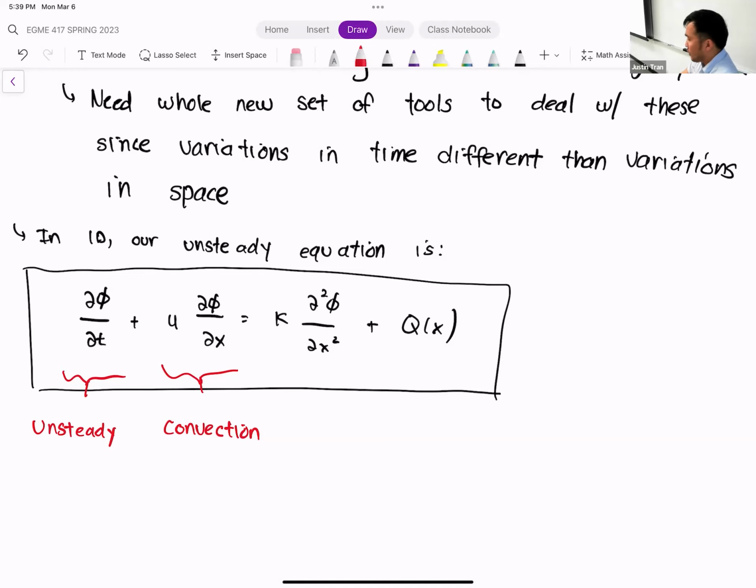Then we have our convection term, which is what we just finished talking about. Remember, the convection term is characterized by a first order derivative in space. So we have partial phi, partial x, and then a velocity, which is u.